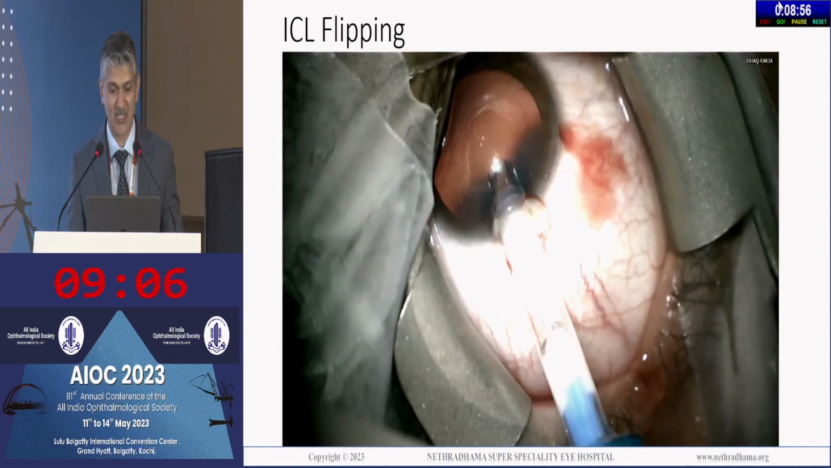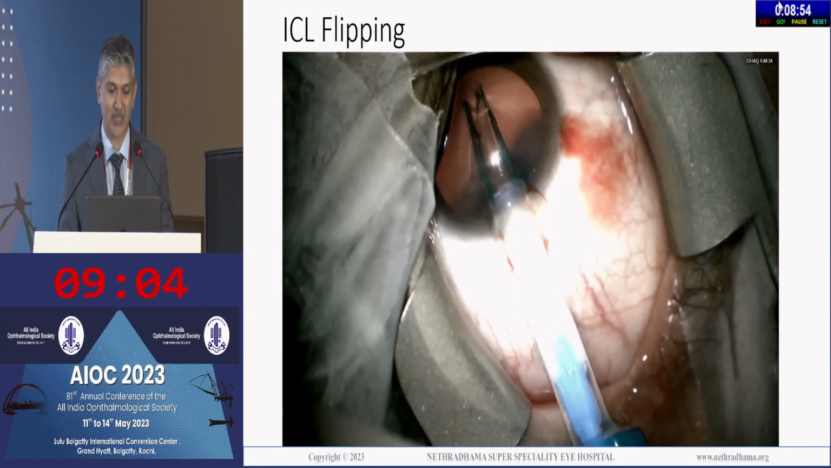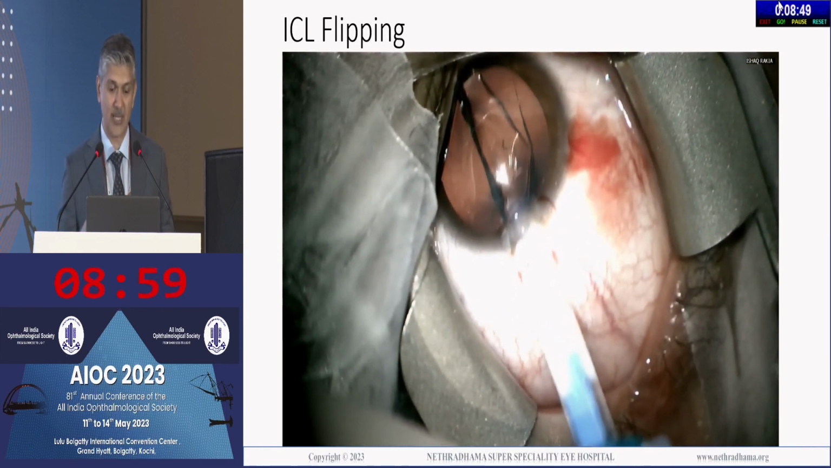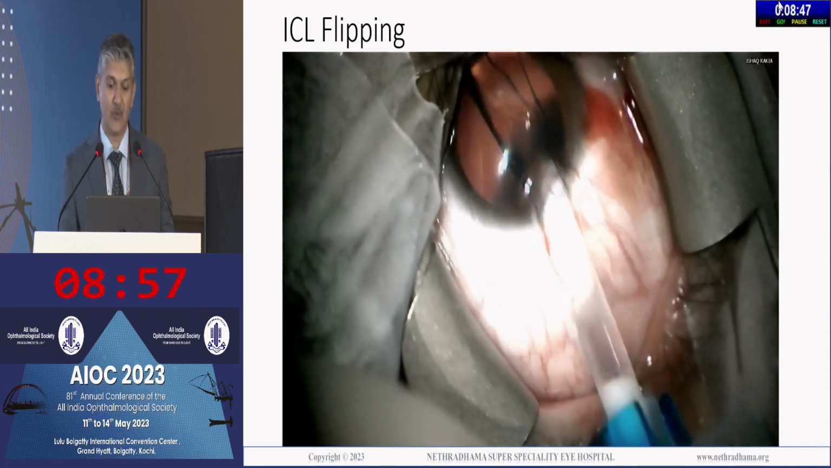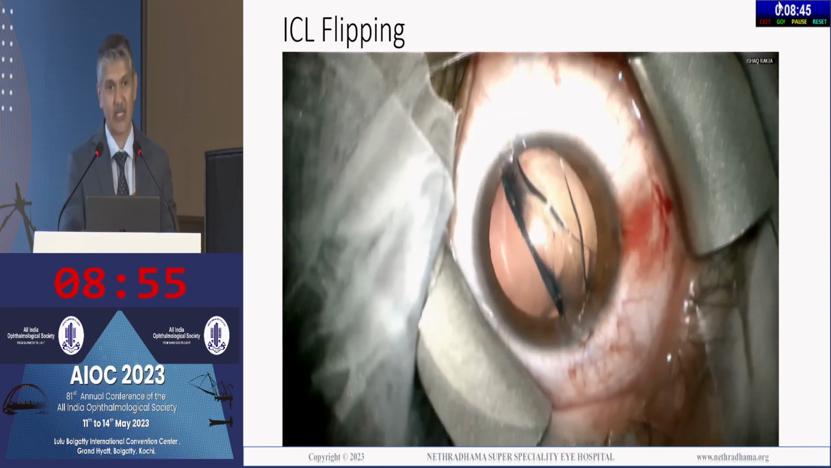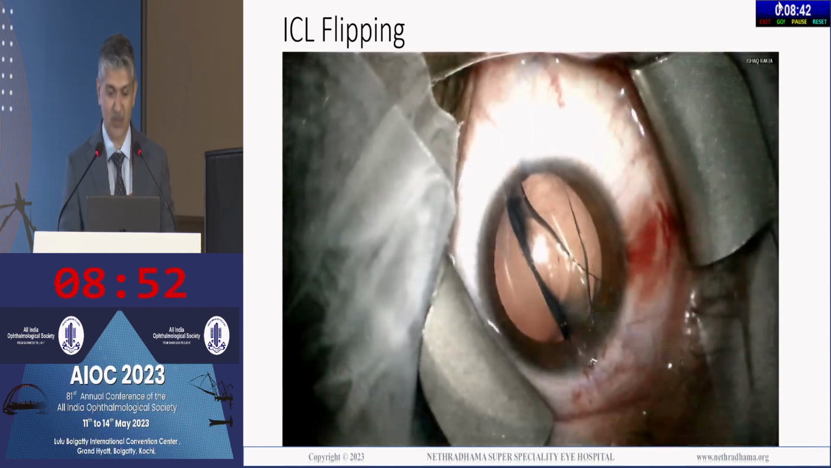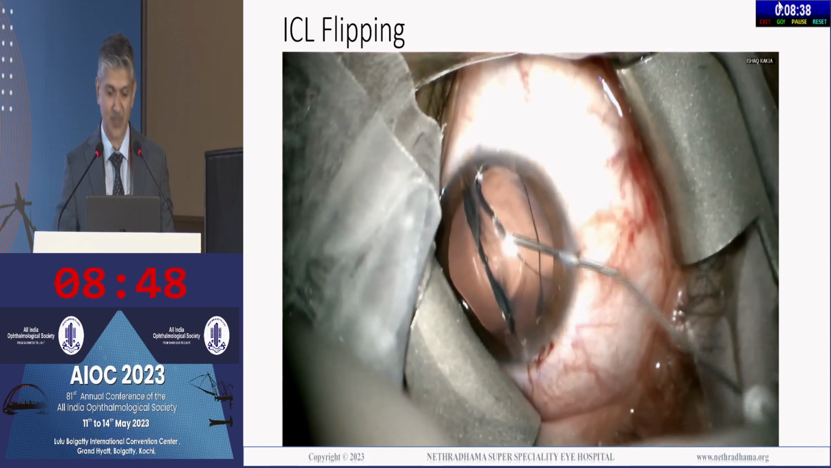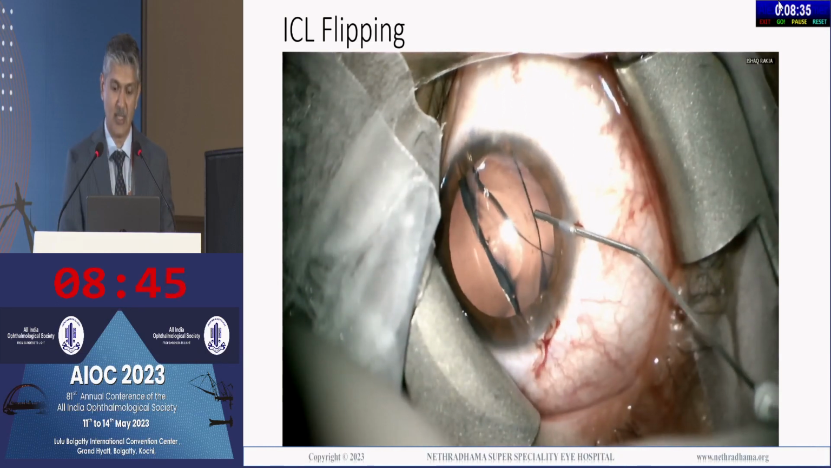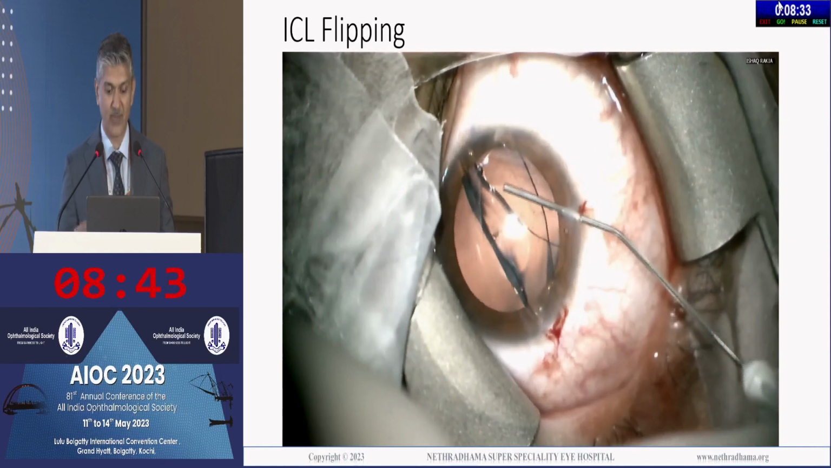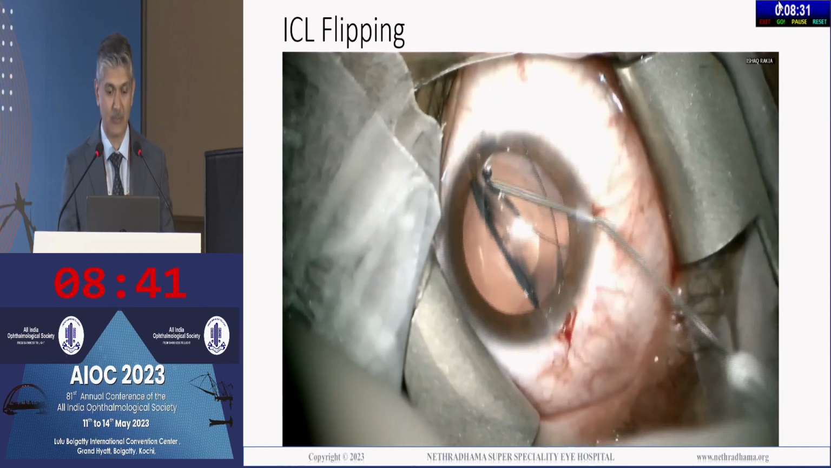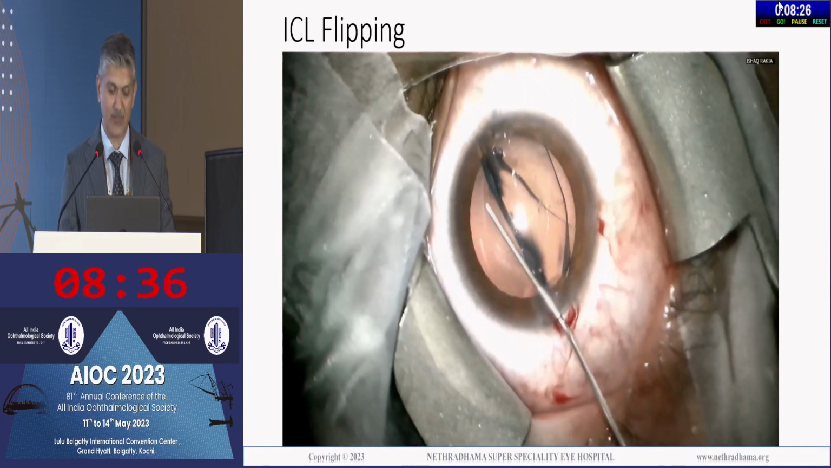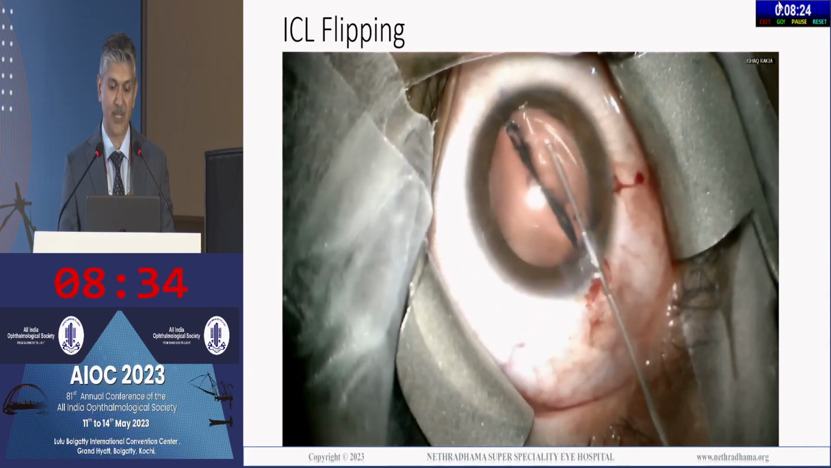So this is, while inserting, I think Dr. Partha kind of alluded as to how to inject the lens properly. Here the ICL flips. Again, if you don't load it properly, if you don't see that all the three lines are in alignment, it has flipped and gone in the opposite direction. So here, basically, I'm trying to flip it in the eye because it has gone upside down. So using a visco cannula, this is a Helon cannula, I try to flip it.